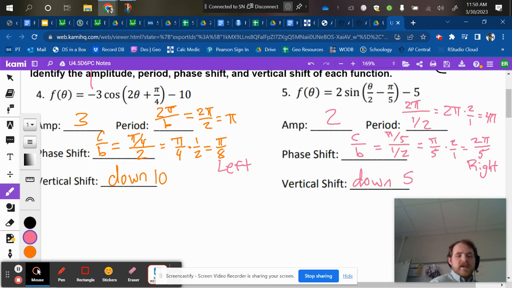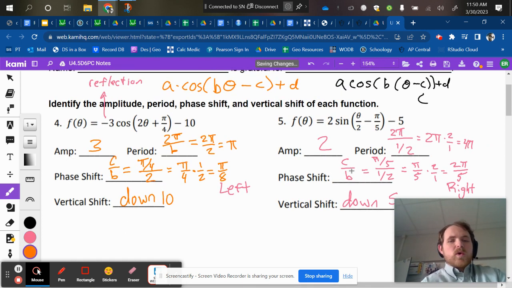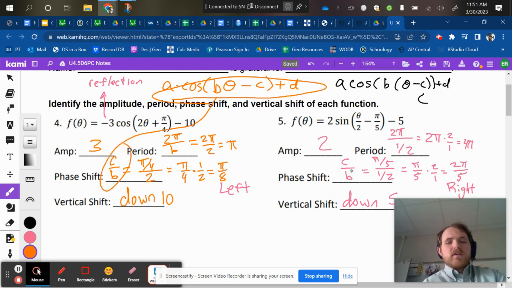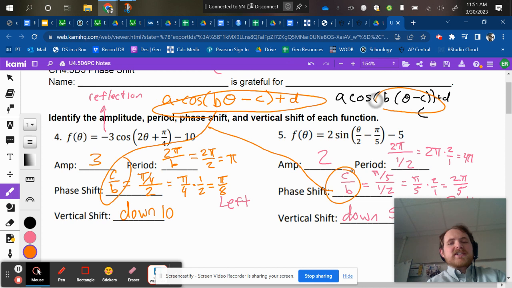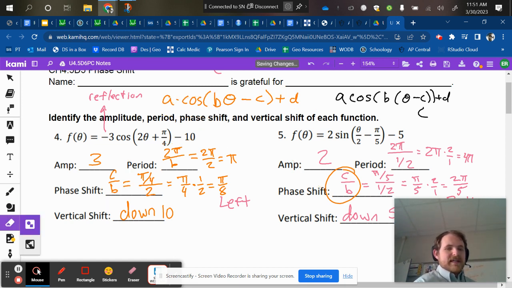So, moral of the story of what we're doing today is that if you are in this orange form, which both of these were, our phase shift is going to be C over B. If you are in that more factored situation over there in the black, your phase shift is just that C value. You don't have to account for the extra B value. Okay, they did it for you. Hopefully that's making a little bit of sense.